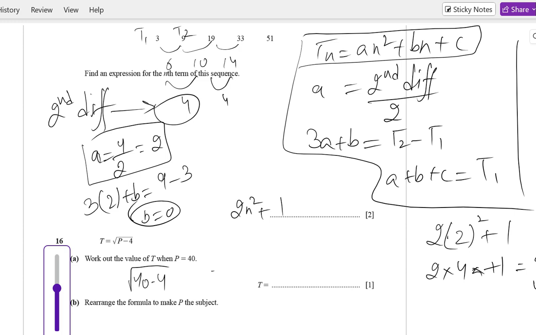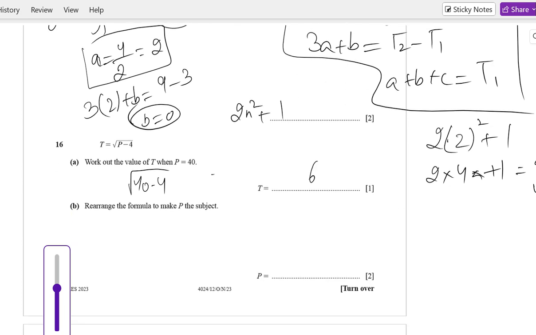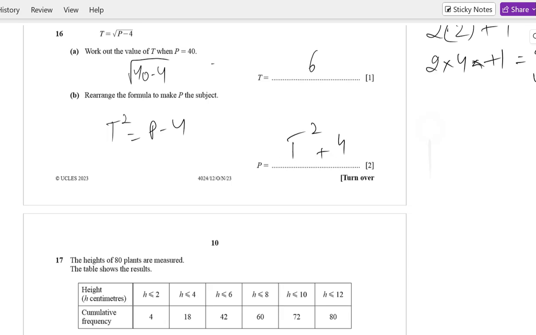Square root 36 is 6. To make b the subject, first let's get rid of the square root. So it would be t squared plus 4.